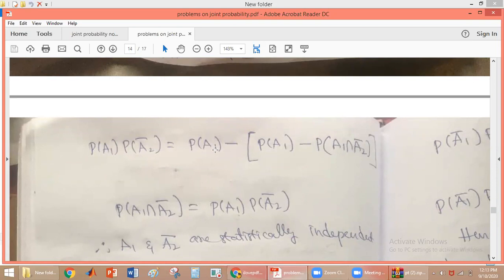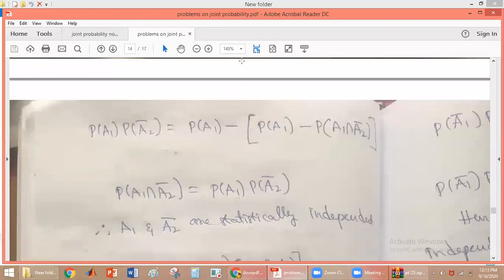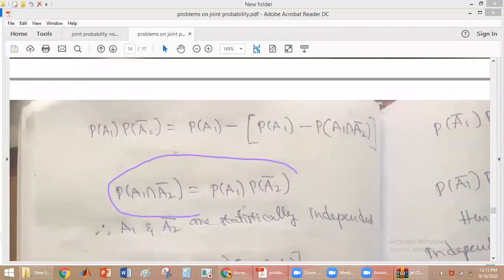So probability of A1 will get cancelled. From this equation what we got is probability of A1 intersection A2 complement will be equal to probability of A1 into probability of A2 complement. Since this satisfies this equation, these two events are statistically independent. Similarly, we have to satisfy the other two conditions.